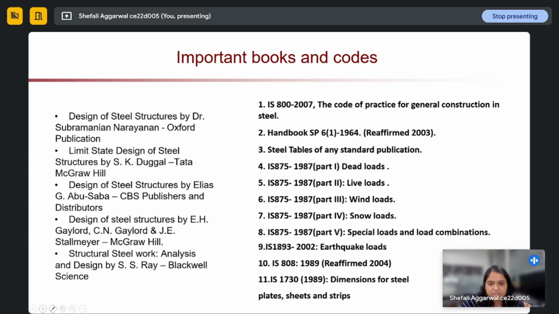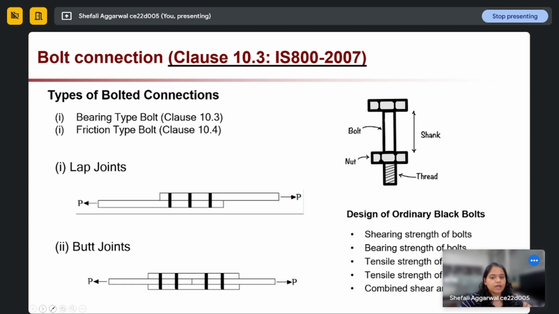We have already gone through different books and the different codes which you will need. For the design of connections, you will mainly need IS 800. This is the main code which you will use for the design of different types of connections. So first is the bolt connection.